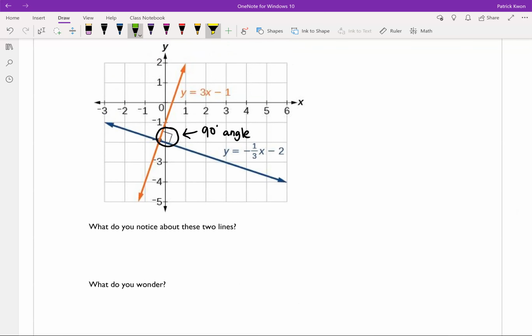So one thing that we want to highlight is here's the equation of the first line and here's the equation of the second line. What do you notice about the slopes? Take a minute to think about that. Maybe pause the video.